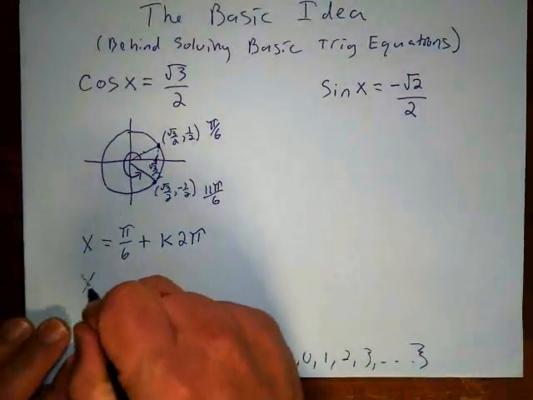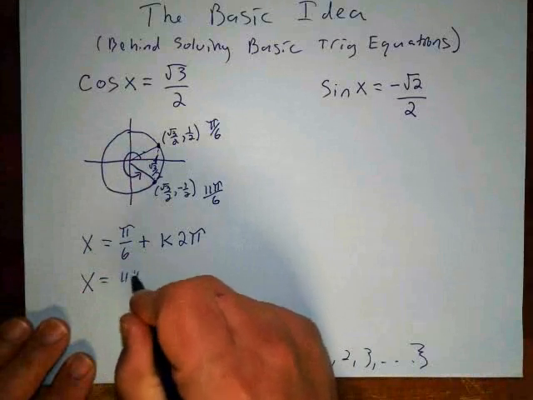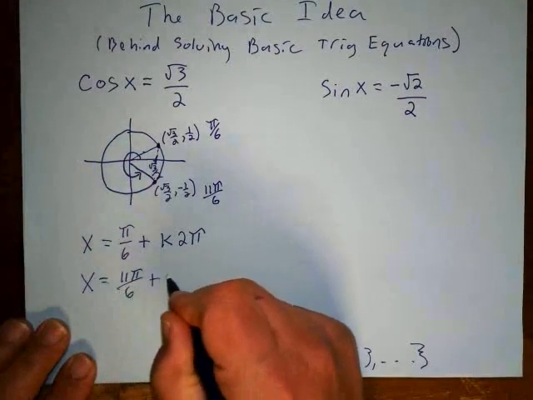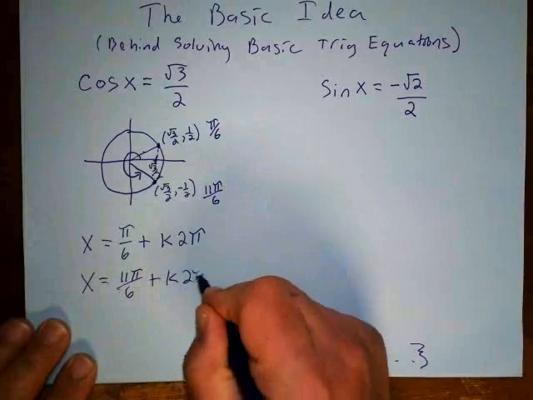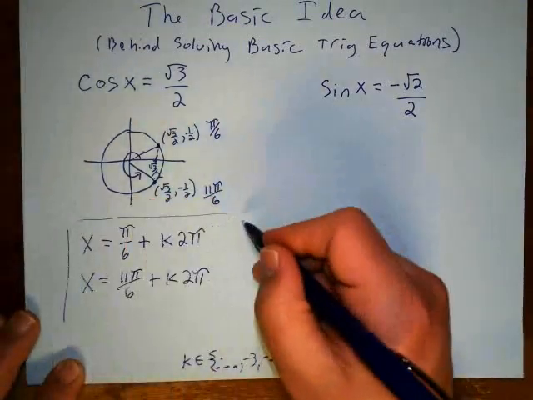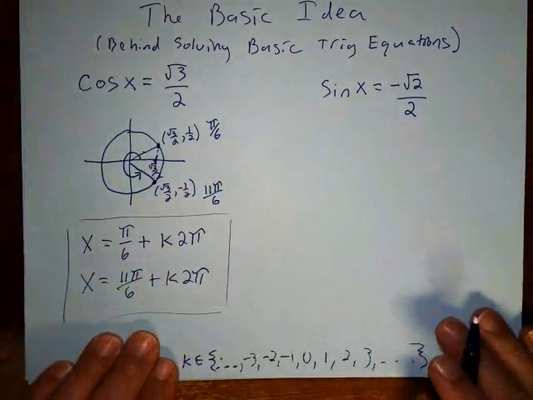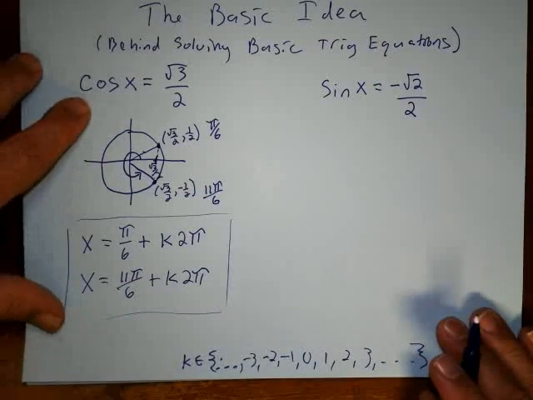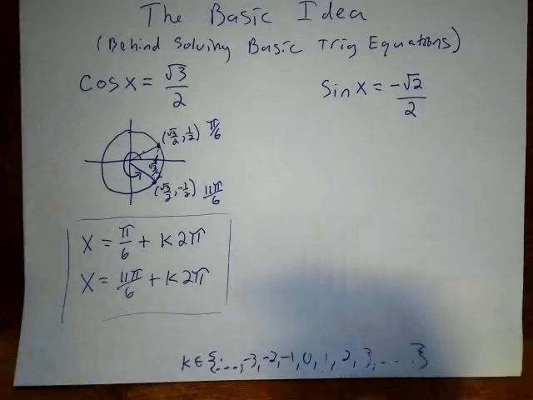So you would have 11 pi over 6 plus k times 2 pi. Okay? And that would be the solution set to this equation.